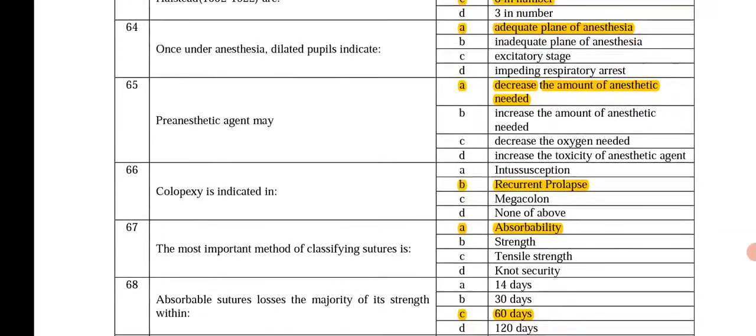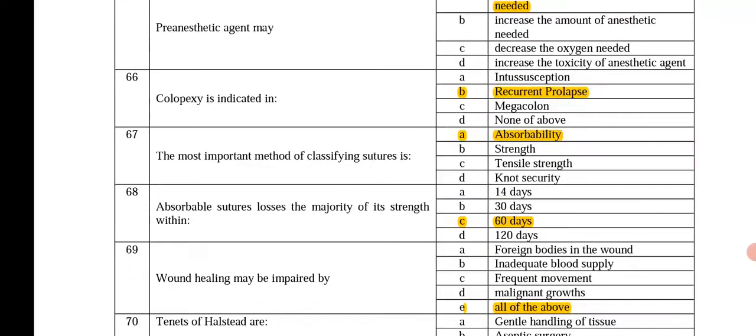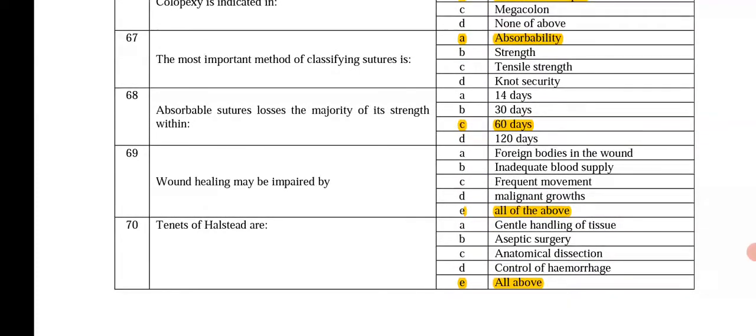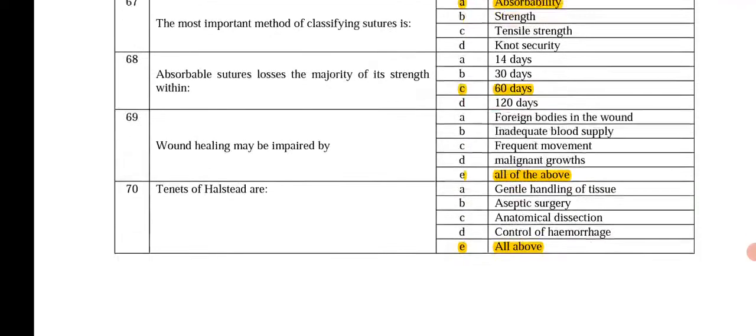Colopexy is indicated in recurrent prolapse. The most important property of a surgical suture is absorbability. Absorbable suture loses the majority of its strength within 60 days. Wound healing may be impaired by all of the above: foreign bodies in the wound, inadequate blood supply, frequent movement, and malignant growth. Tenets of Halsted are all of the above: gentle handling of tissue, aseptic surgery, anatomical dissection, and control of hemorrhage.